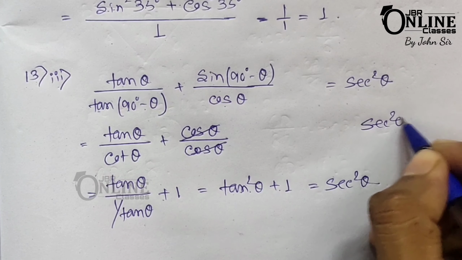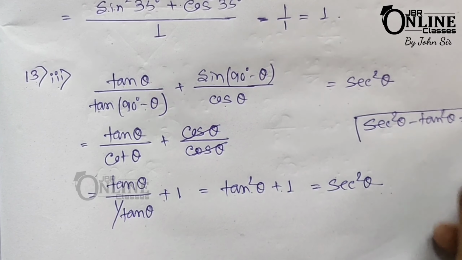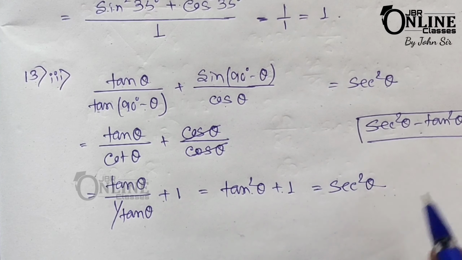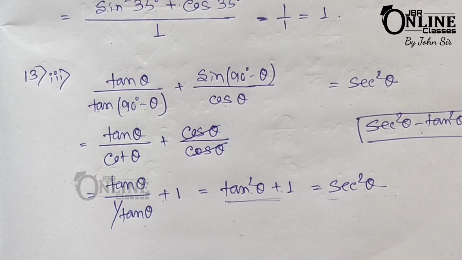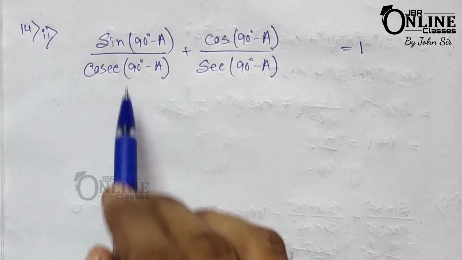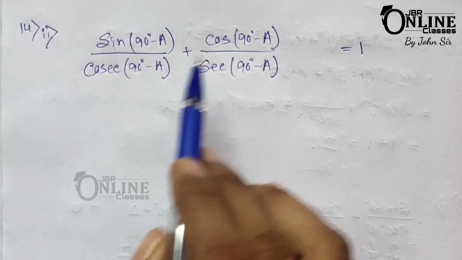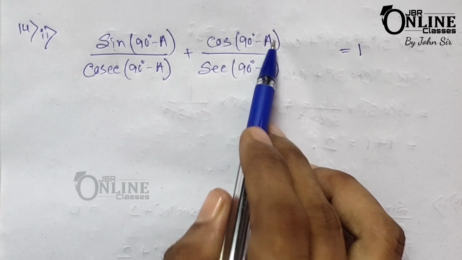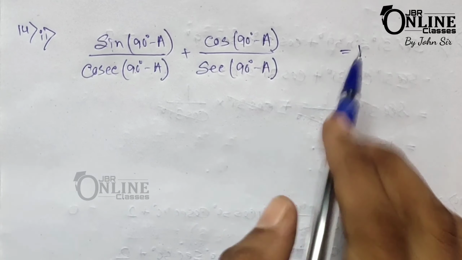Here you can apply this formula. The formula is sec square theta minus tan square theta equals 1. That is the main formula, and from that you can get tan square theta plus 1 equals sec square theta. Sum number 14.2. Prove that sin(90° − a) by cosec(90° − a) plus cos(90° − a) by sec(90° − a) equals 1. You have to prove that 1.